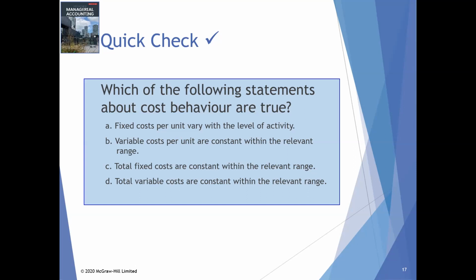The total cost is constant within the relevant range. So if the relevant range is there, the total fixed cost, if the fixed cost is $30,000, which you are paying for 1 year, they are not going to increase this until there is a specific relevant range. So this is C. D is the total variable cost is constant within the relevant range.